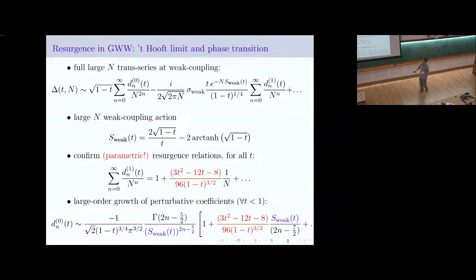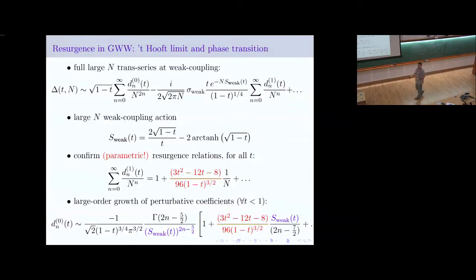You generate as many of these as you like, and for any t, you look at how they grow, and they grow factorially, and the coefficient is this exact same function of t. So that feels good. But then you look at the subleading correction, which has one less power of 2n, minus 7 halves, and has indeed, as it should, one more power of the action, the same function of t, and it has a coefficient which is a function of t. But that coefficient is exactly the next coefficient in this expansion here.